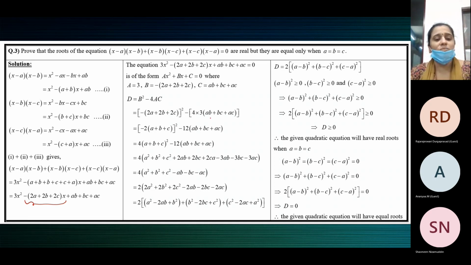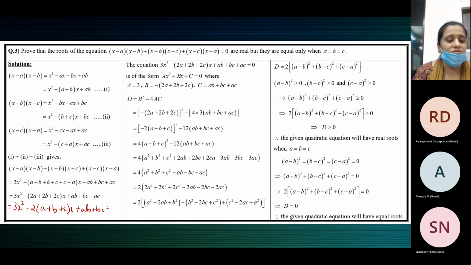Find the discriminant: b squared minus 4ac. This is b squared, minus 4 into a into c. So here I've taken out 2 common. You can do it here itself actually: 3x squared minus 2 (a plus b plus c) of x plus ab plus bc plus ac. You can do it here itself, children.